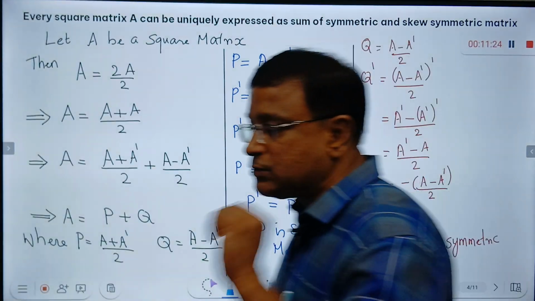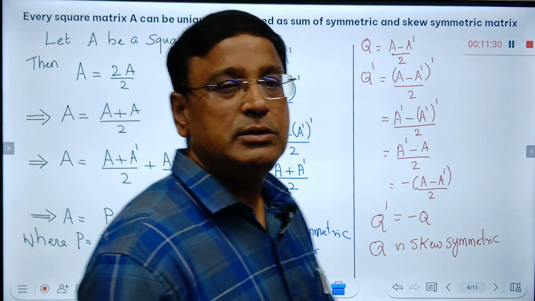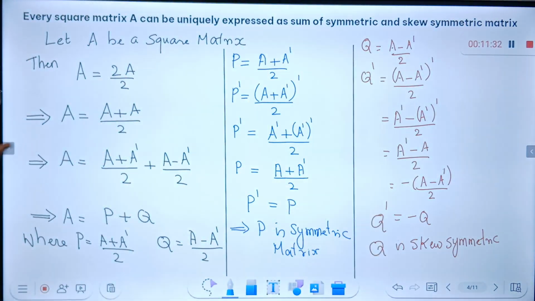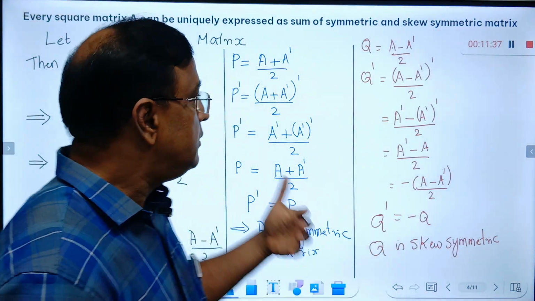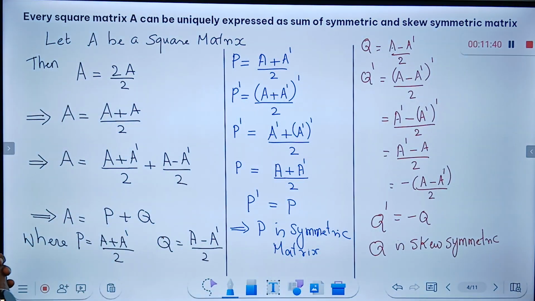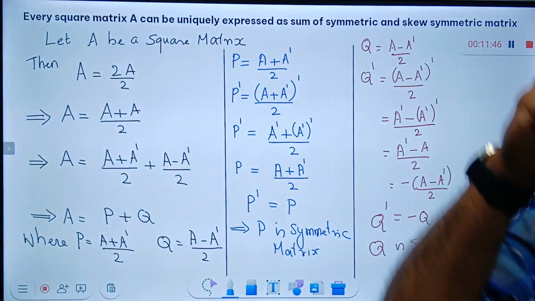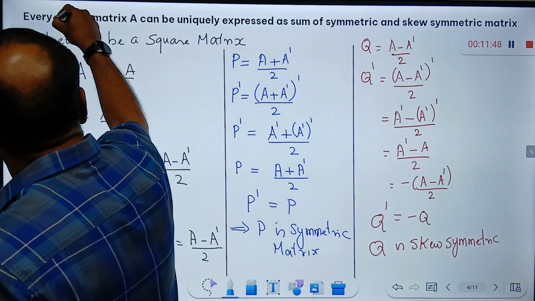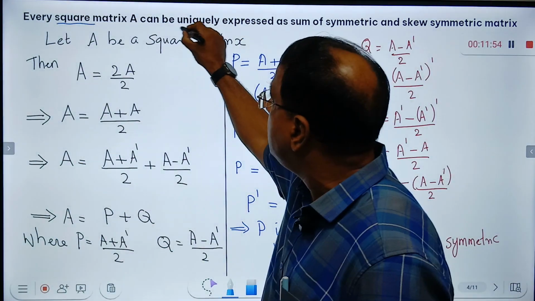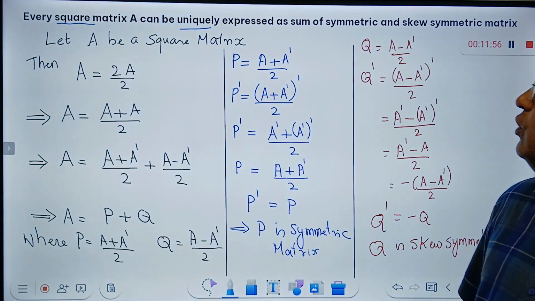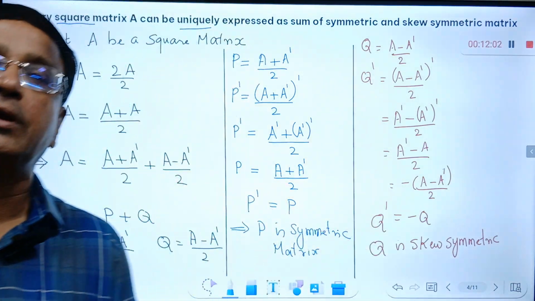Okay. The next one. A very, very, very important result where you can get a 4-mark question. Derivation is not important, but I've derived it for you so that you understand why I take certain things when I do a problem. We'll discuss it later. Now, what is this property? This is a very important property. Every square matrix, not all matrices, every square matrix can be uniquely expressed, uniquely, very important, there is only one way of writing it, as the sum of a symmetric and a skew symmetric matrix.